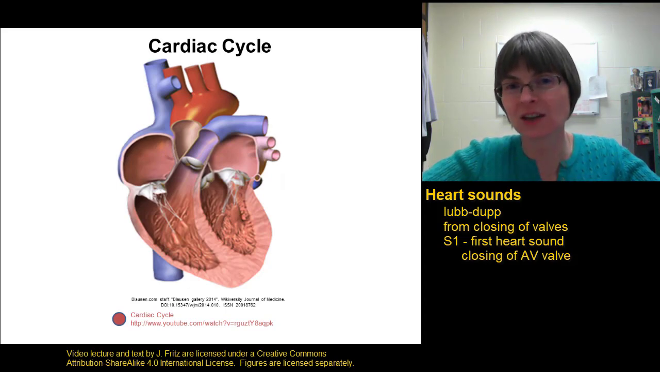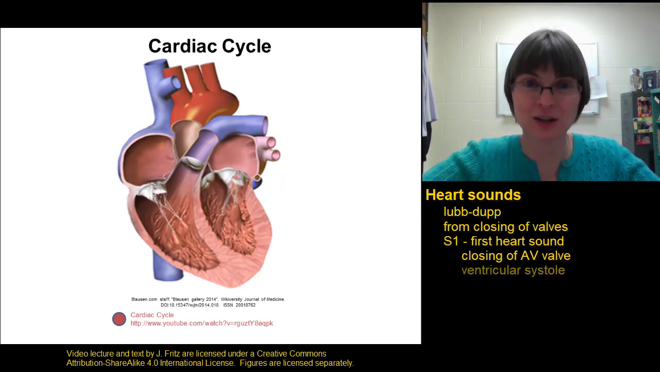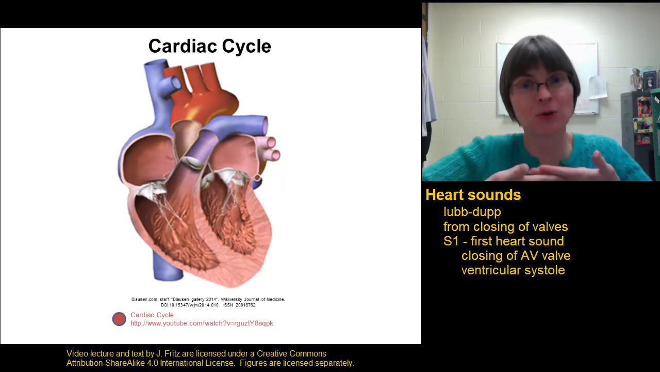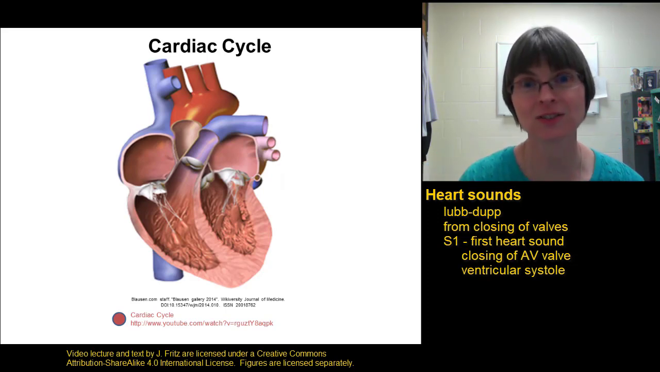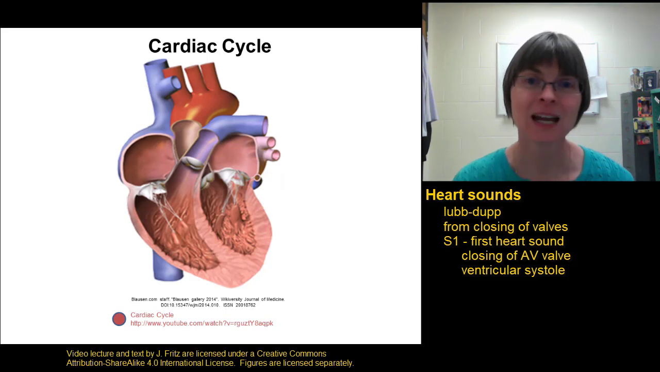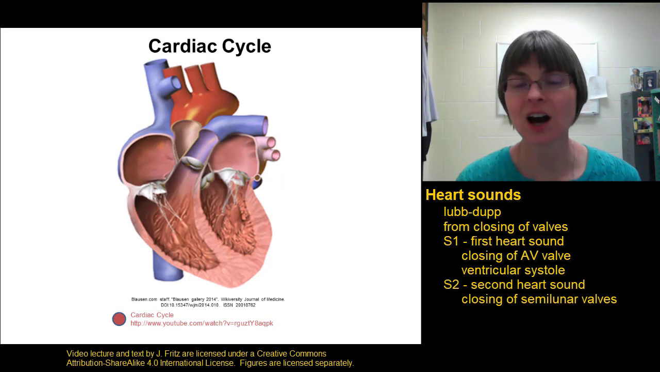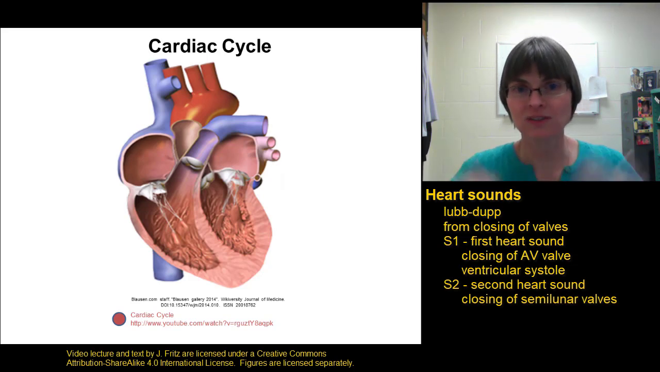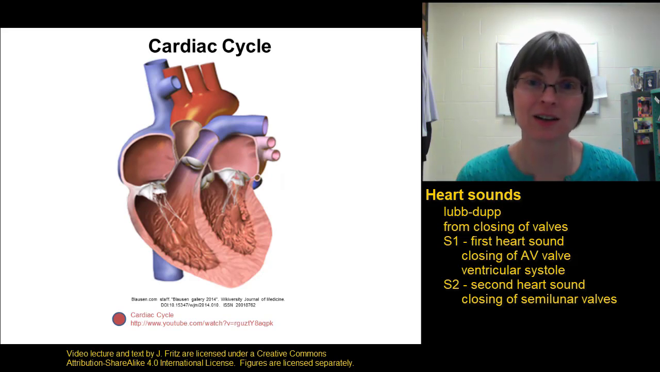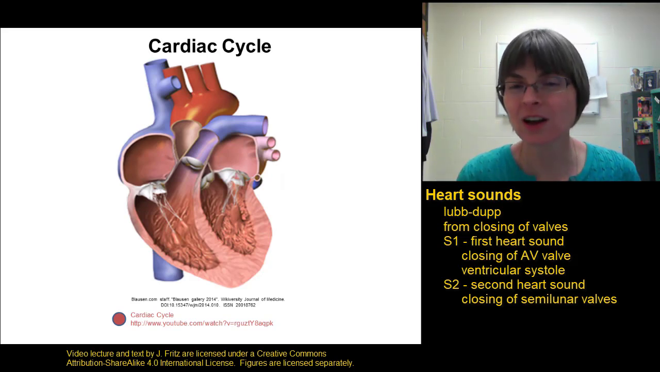What phase of the cardiac cycle are we in when we close those AV valves? Ventricular systole. Remember that it's the contraction of the ventricles that pushes the AV valves closed and causes the first heart sound. The second heart sound, S2, is caused by the closing of the semilunar valves. When the semilunar valves snap closed, we hear the blood hitting them, and that's what makes the second heart sound, or the dup. At which phase of the cardiac cycle are we going to hear that second heart sound when we close the semilunar valves?